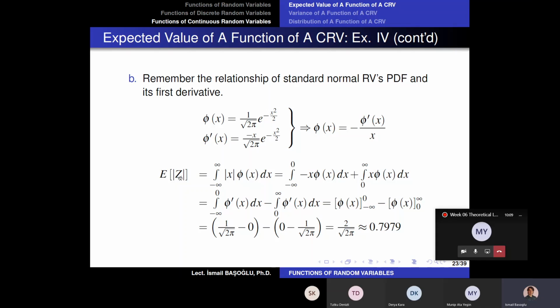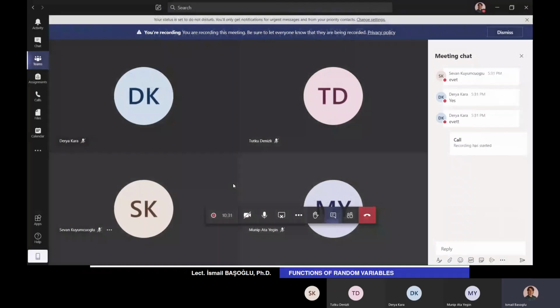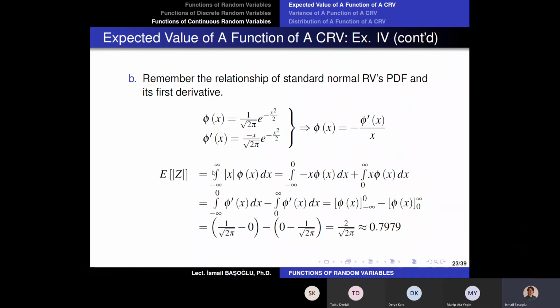Now, remember, we have an integral of the function itself multiplied with the probability density function of the input variable. So the PDF of the standard normal random variable is phi(x), and the function inside the expected value is an absolute value function. Now, my friends, you know that the absolute value function is not a differentiable function. So in this form, we cannot calculate that integral, right?